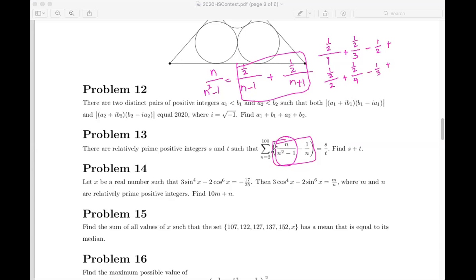Then we get, let's do n equals 4 as well: 1/2 over 3 plus 1/2 over 5 minus 1/4. Then 1/2 over 4 plus 1/2 over 6 minus 1/5, plus. Okay, what's going on now? We have to go all the way to the last value for n, which is 100. So we get 1/2 over 99 plus 1/2 over 101 minus 1 over 100.